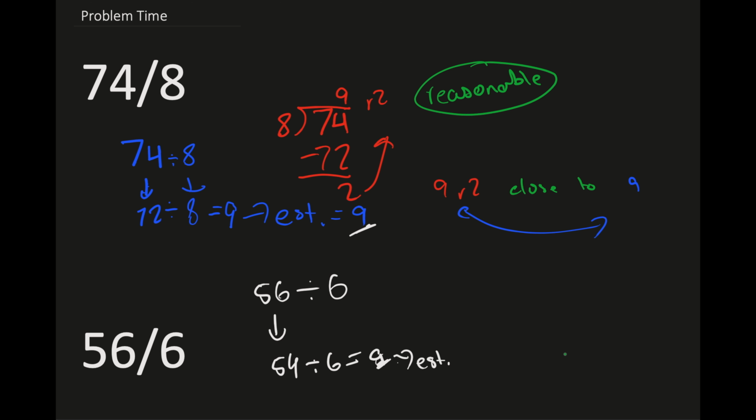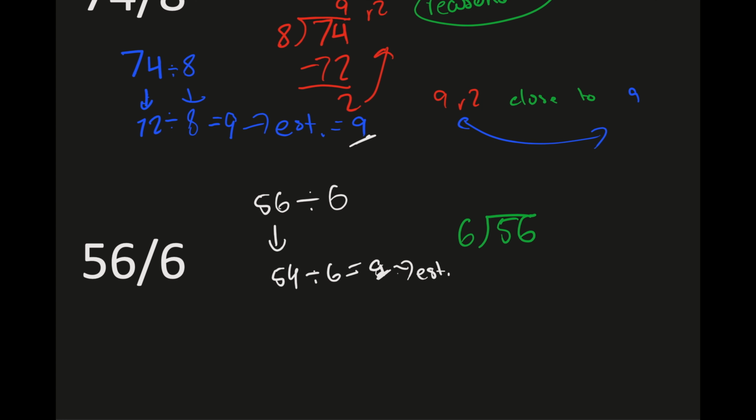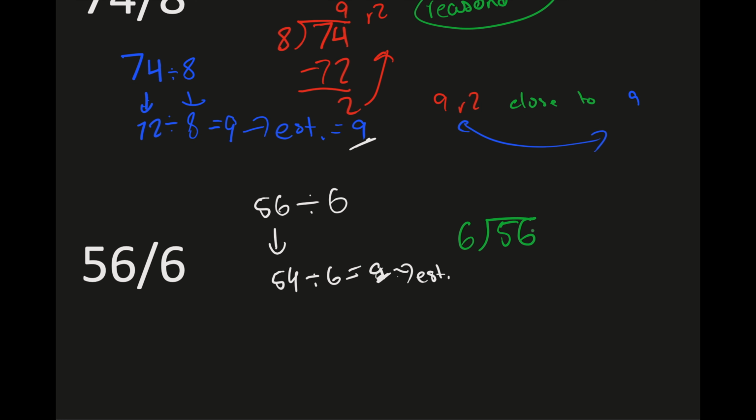So I'm going to use green here. We have 56 divided by 6. And I'm going to bring this down so I don't run out of room. And now we're going to do it. 6 goes into 56 9 times, right? That would be 54, not 56. And again, we get a remainder of 2. So it looks like both our answers here are 9 remainder 2.